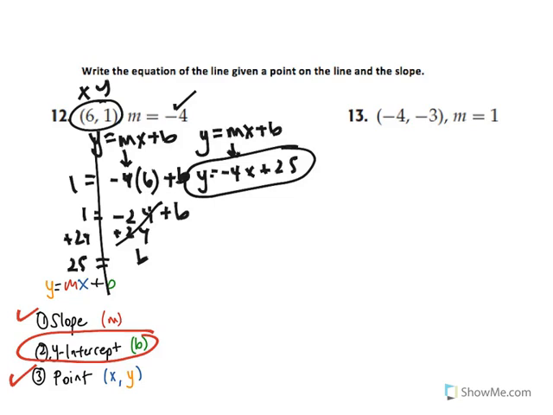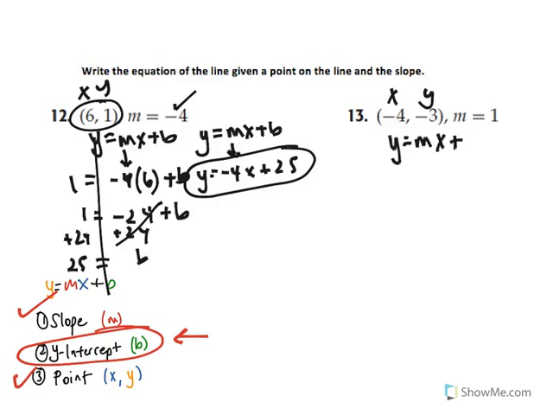Let's look at this next problem here. In this one, they give us a point on the line and the slope, and I need to substitute in order to find the y-intercept. So I name my coordinates, and I write the equation of the line.